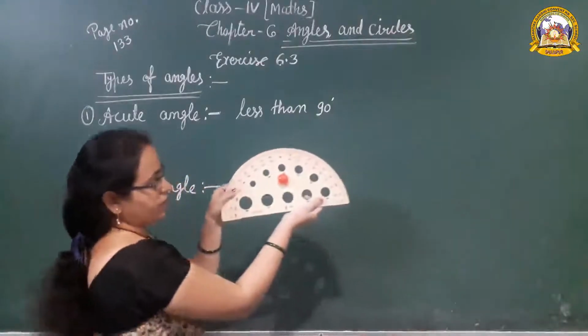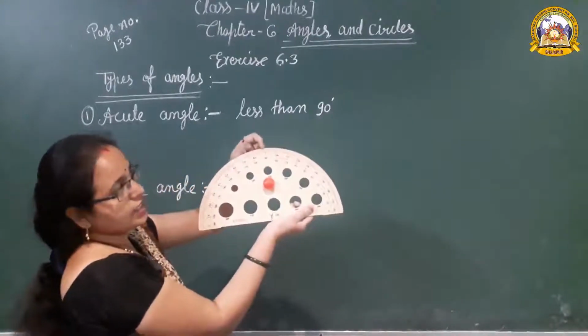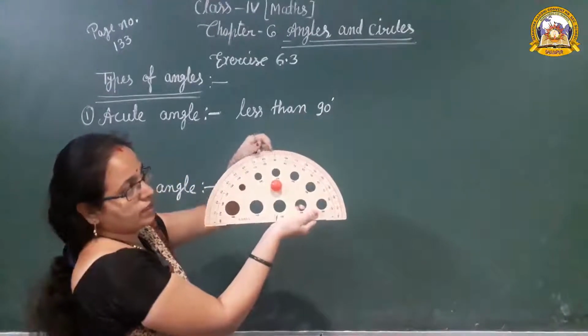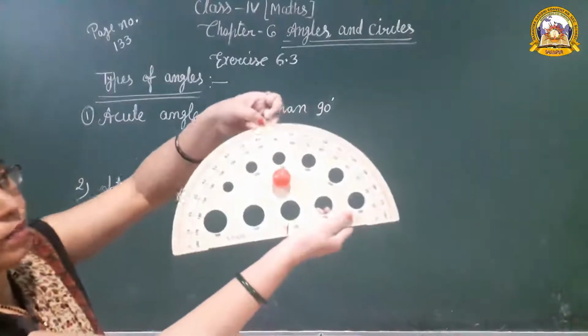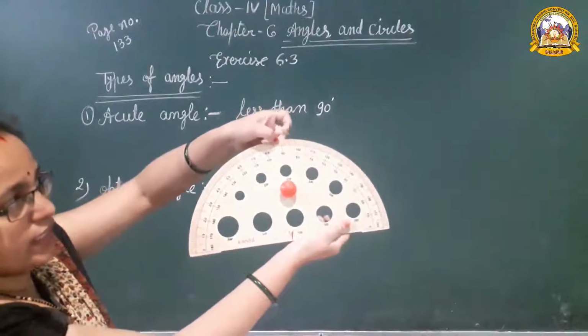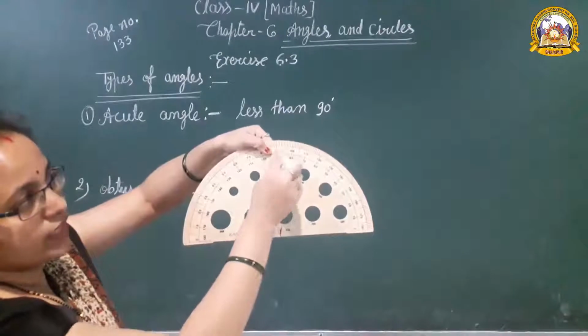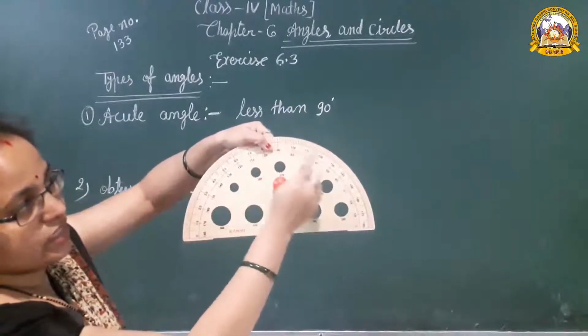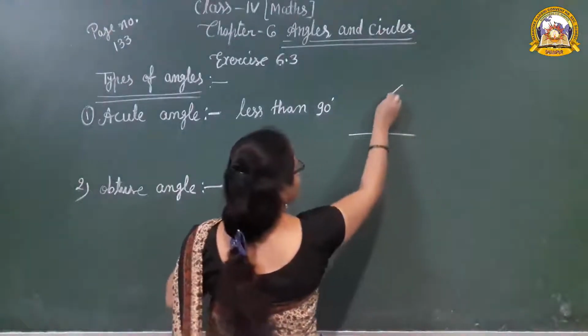In this protractor, less than 90 degrees. Where is the 90 degrees? 90 degrees is in the middle. Okay, see here in the protractor, it is in the middle. It is 90 degrees. And all the angles that have arms less than 90 degrees, less than 90 degrees means in this way.